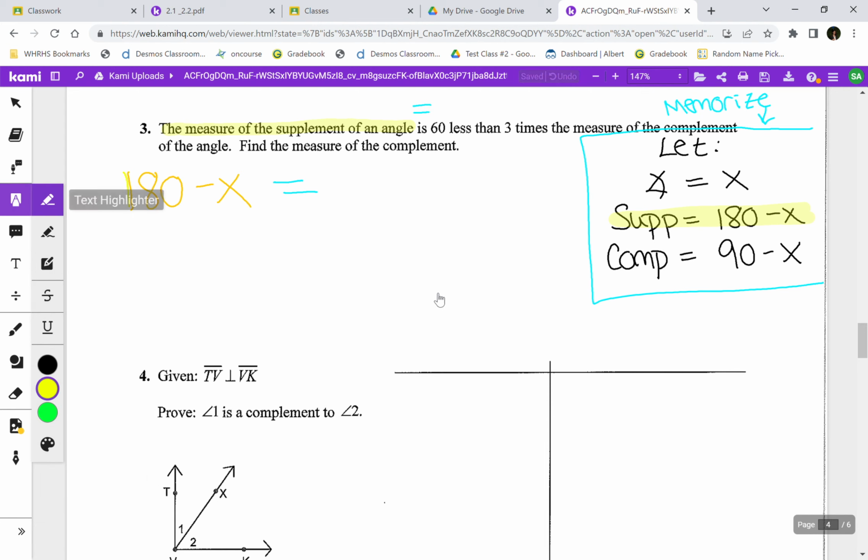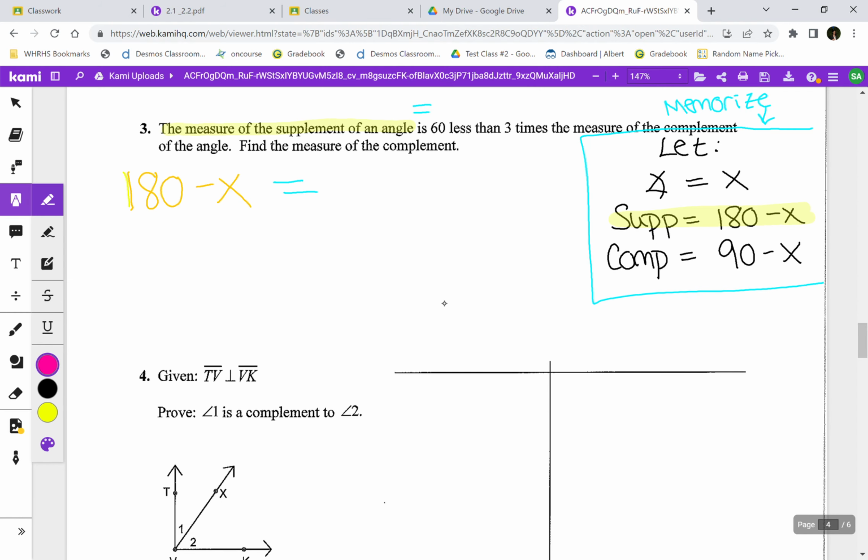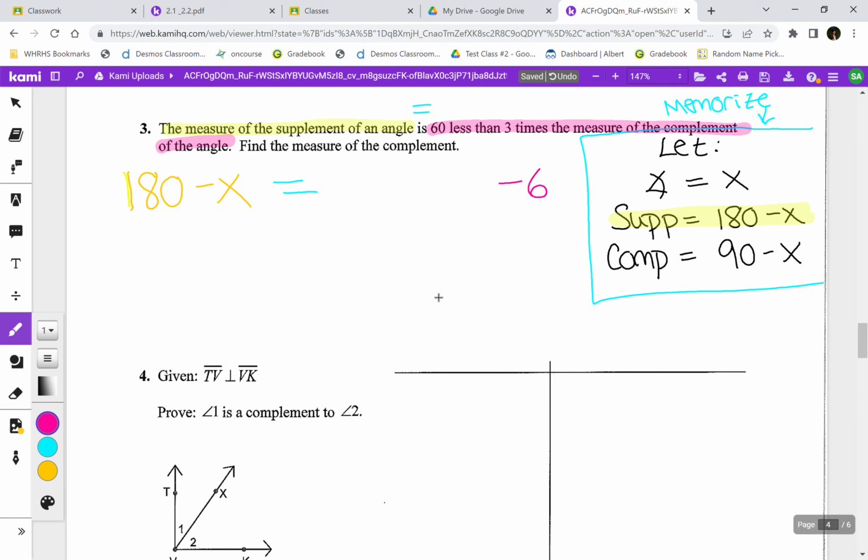Then it says 60 less than 3 times the measure of the complement. So let me highlight this. Well, do we agree that 60 less than is a minus 60 after the fact? So it's not going to be 60 minus, it's a minus 60. Less than is a flip-flop word. Well, what did we say the complement of the angle was? 90 minus x. So it's going to be 90 minus x minus 60.